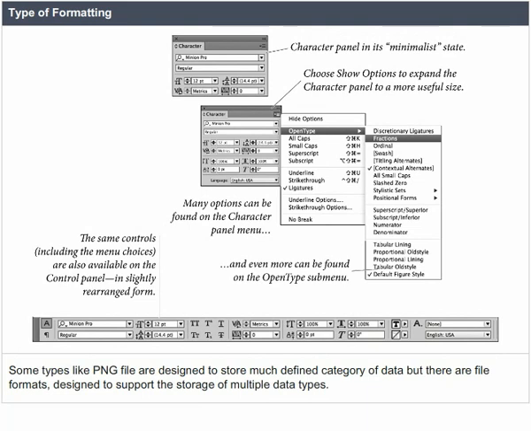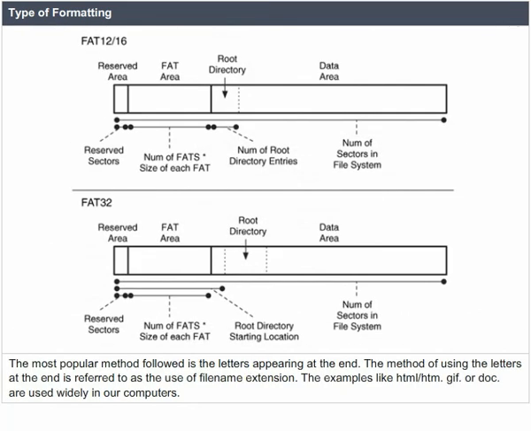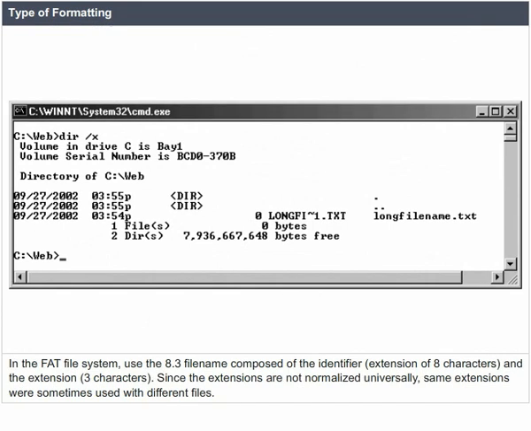The most popular method followed is the letters appearing at the end. The method of using the letters at the end is referred to as the use of file name extension. The examples like HTML, HTM, GIF, or DOC are used widely in our computers. In the FAT file system, use the 8.3 file name composed of the identifier of 8 characters, and the extension of 3 characters. Since the extensions are not normalized universally, same extensions are sometimes used with different files.